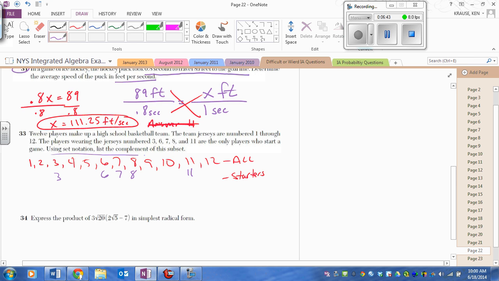Using set notation, the complement of this set will be all the ones that are not. So we get rid of these, all the ones that are not. And set notation just means you have to do curly brackets. 1, 2, 4, 5, 9, 10, 12.